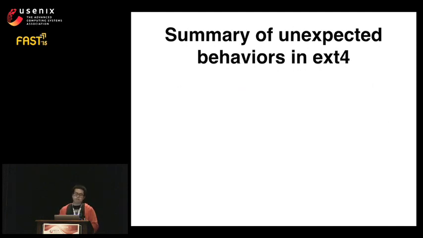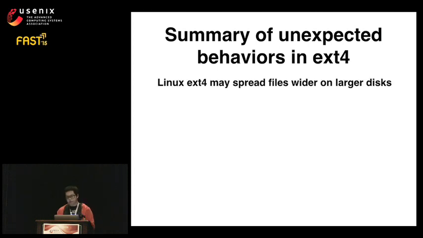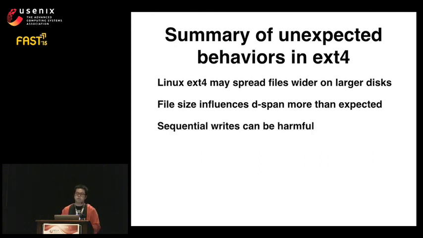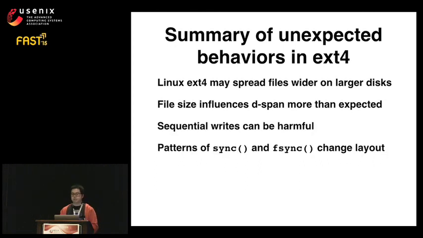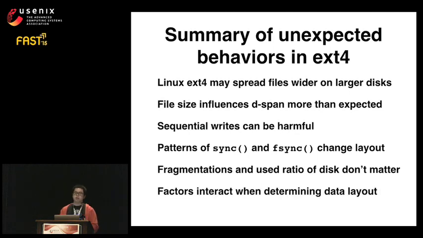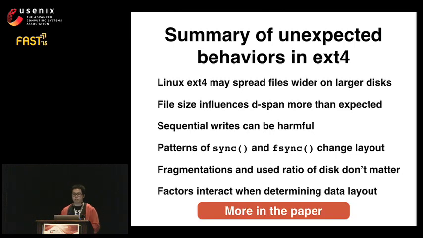So we have found many behaviors that are surprising, and here is a summary. We find that ext4 may spread files wider on larger disks. We find file size is very important in determining the data layout. We find sequential writes can be harmful. We find sync and fsync patterns change layout a lot. And the fragmentation and the used ratio do not matter too much, and the factors may interact with each other. And you'll find more surprises in the paper.